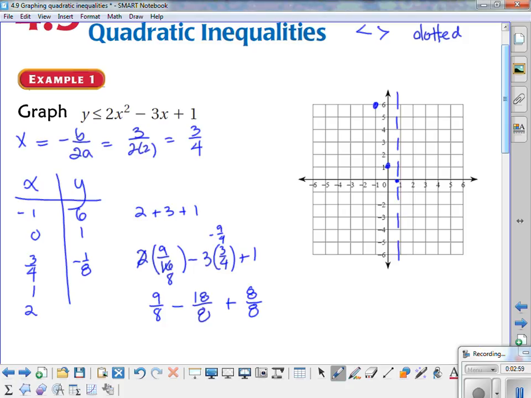All right, then if I put in a 1, I have 2 minus 3 plus 1. That comes out to 0. Right next to it right there. And then finally, if I put in a 2, 2 squared is 4, 2 times 4 is 8, minus 3 times 2, which is 6, plus 1, so 2 plus 1, I get 3. Okay, so is this one going to be solid or dotted? Solid, yes.